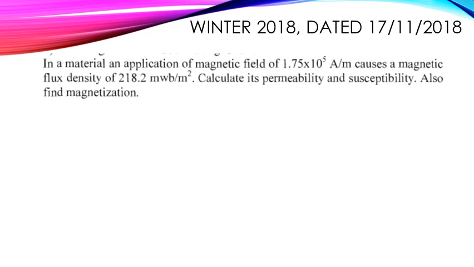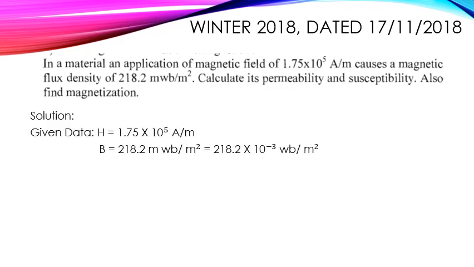Let us see the next question of the end semester examination of the year 2018. In a material, an application of a magnetic field of 1.75 into 10 raised to 5 ampere per meter causes a magnetic flux density of 218.2 milliweber per meter square. Calculate its permeability and susceptibility. Also find magnetization.